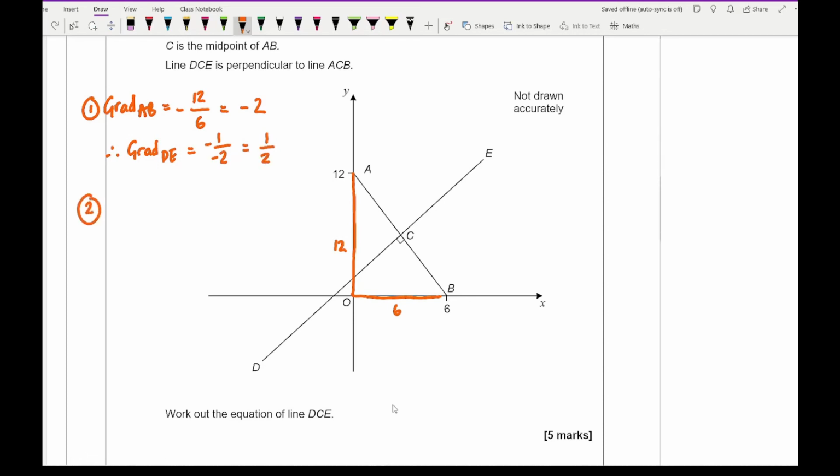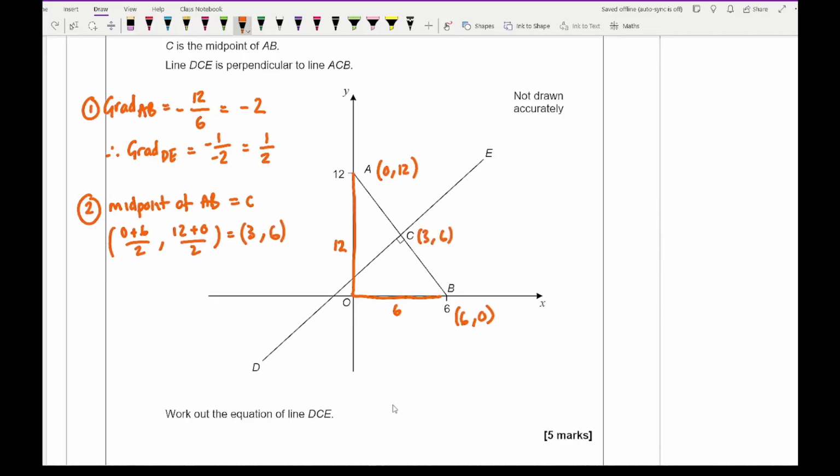So then moving on to the second part, I then need to work out C. So the midpoint of AB equals C. To work out the midpoint, I add the two x ordinates of these 2 points. Let me just write this as A is (0, 12), and B is (6, 0). So adding the x ordinates, I get (0 plus 6) divided by 2, and adding the y ordinates, I get (12 plus 0) divided by 2. So the coordinate of C is going to be (3, 6).